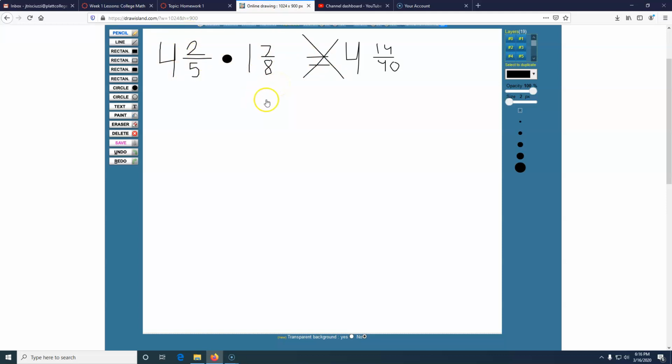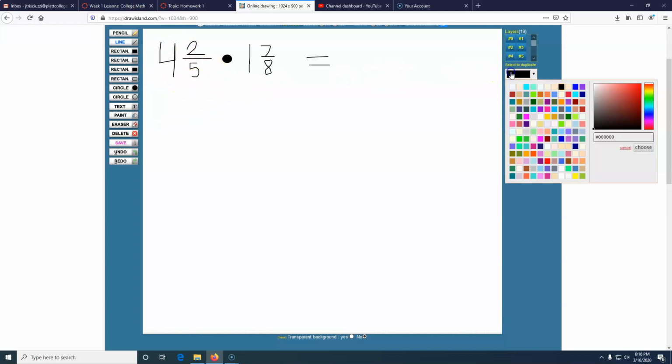Okay, so the question is, well, what do we do instead? Now, what we want to do is go ahead and work with these as improper fractions instead. So we don't want them to be in their mixed number forms. So in order to do this right, what we're going to need to do is actually go through a multi-step process. Okay, so the first step is what we have to do is turn this into an improper fraction by taking the whole number value and multiplying it by the bottom value.